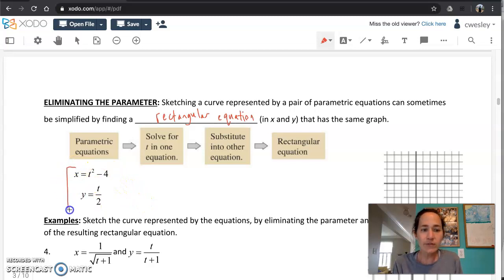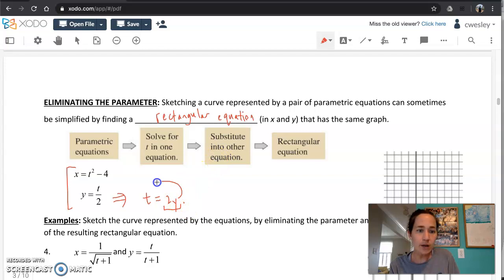Let's just say you have this random set of parametric equations you're interested in graphing quickly without having to look at a table. Step 1 says, pick one of these two equations, whichever is more convenient, because it doesn't matter which one you choose, and solve it for t, get t by itself. I'm thinking they're both pretty easy to solve for t. Maybe the bottom one is a little bit nicer because it's just one move, multiplying by 2, gets t by itself. So in the bottom equation, you get t equals 2y. So we've got that solved for t.